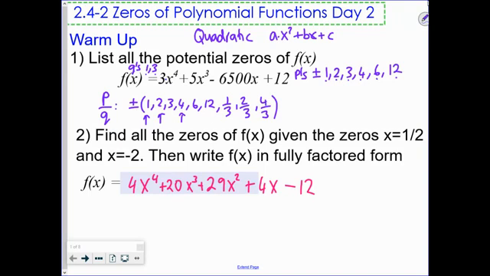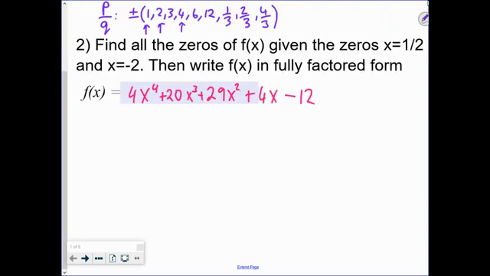So that was the first question, should have been very quick. This second question is a much longer question. Find all the zeros, actually find them, not just list what the possibilities for rational zeros are. Find all the zeros given the following. Normally this is a polynomial of degree 4, so it has 4 zeros.